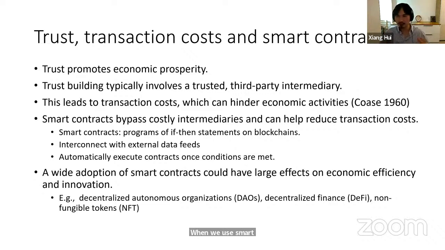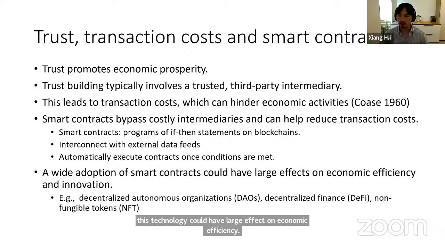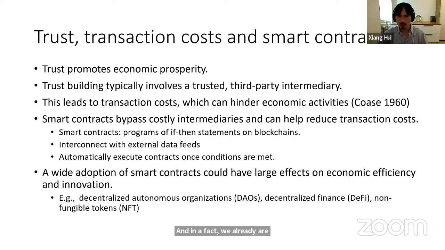Now, given the pervasive use of both explicit contracts and implicit contracts in the economy, there's reason to believe that a wide adoption of this technology could have a large effect on economic efficiency and innovation. And in fact, we are already seeing a large number of innovations in this space, such as various decentralized autonomous organizations, the DAOs, different innovations in decentralized finance, and non-fungible tokens, which are currently mainly used in gaming. But in the future, they could also be used in other things like decentralized governance and so forth.